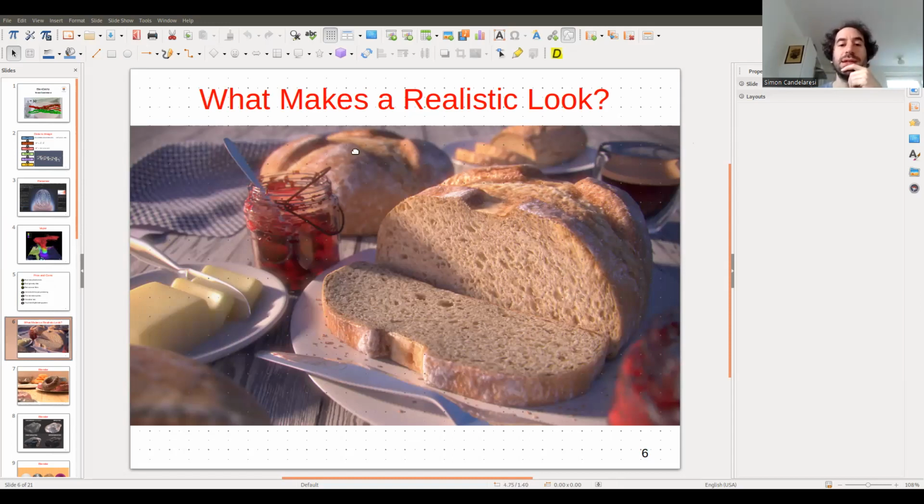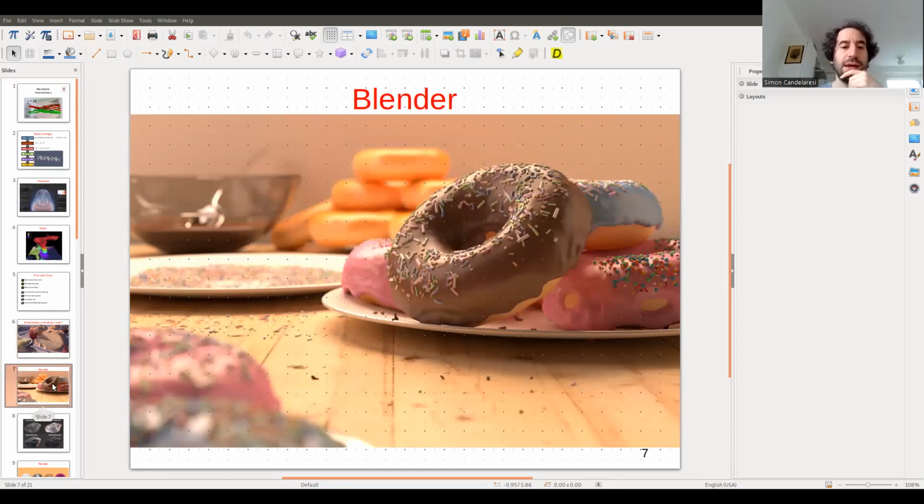You also see that there's some camera focus here, but what's in the back is not very in focus, and what's in the front is also not very in focus. So we know this bread is in the front, this bread is in the back. It's one of the few things that help us understand where things are. I'll show some more examples.